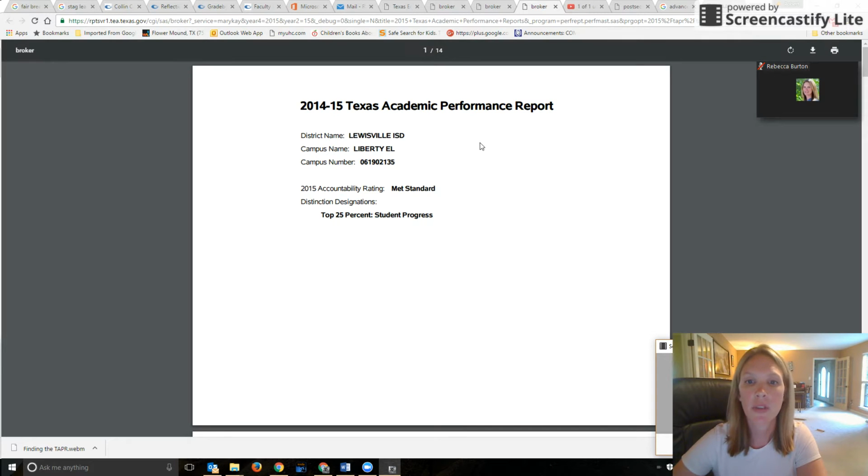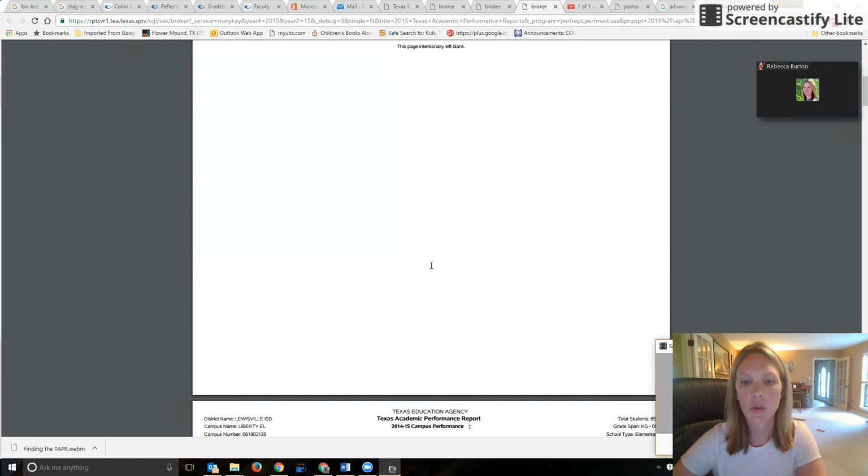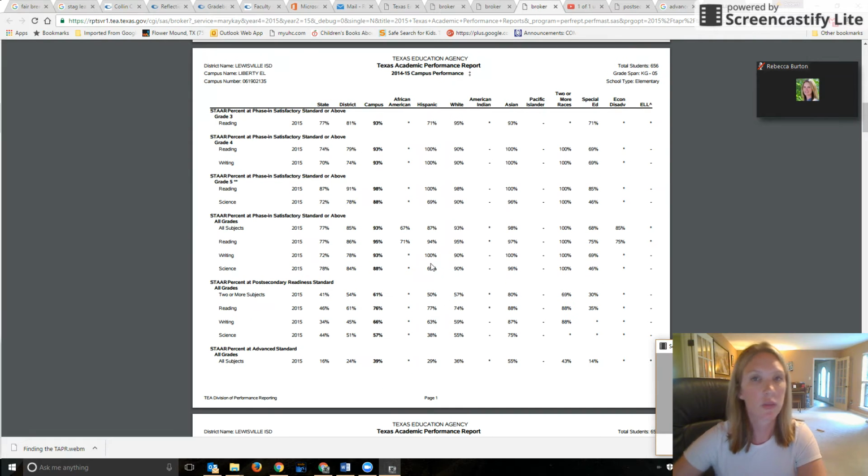But everybody will have the same general information on the front, whether or not they met the standard or did not meet the standard. So that's one of the most important things that you'll find. And as you scroll through, you'll notice that there are some different pieces of information that are reported.